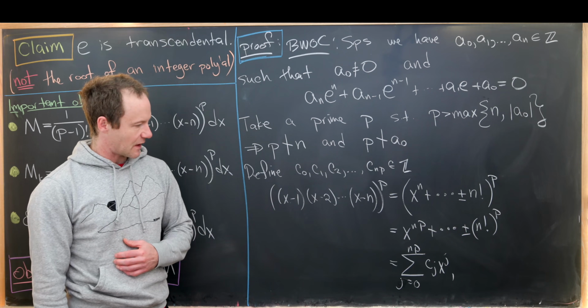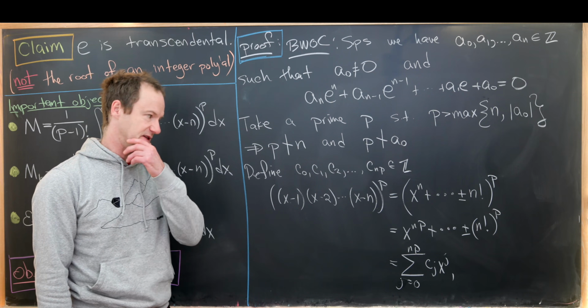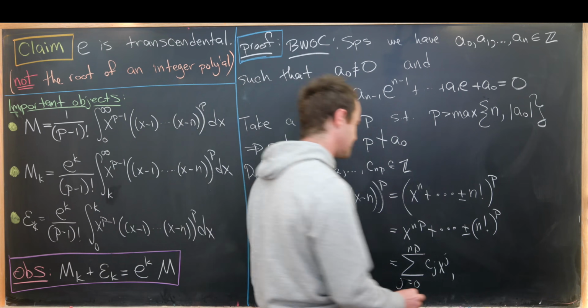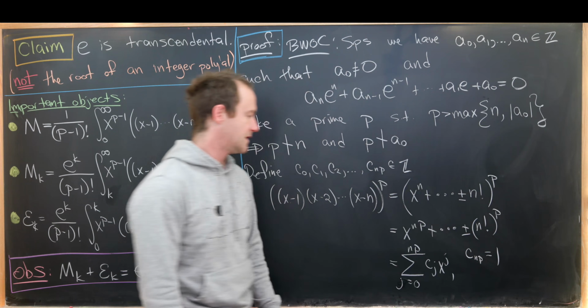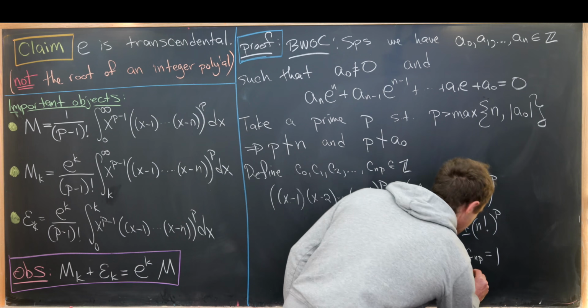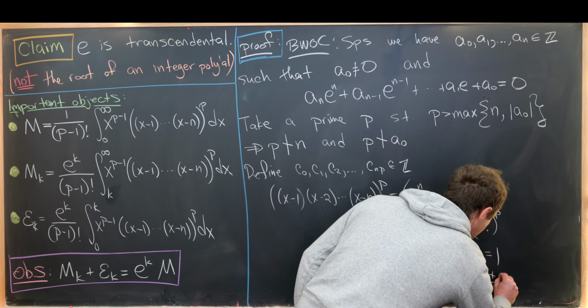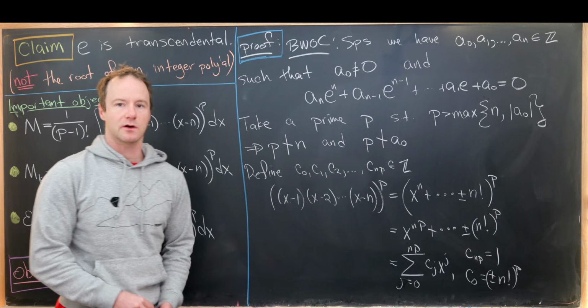So let's observe that we know two values of the c's pretty easily, and we don't actually need the rest of them. So let's notice that c_{np} is equal to 1. That's the coefficient of x to the np. And then c_0 is equal to plus or minus (n factorial) to the p power.